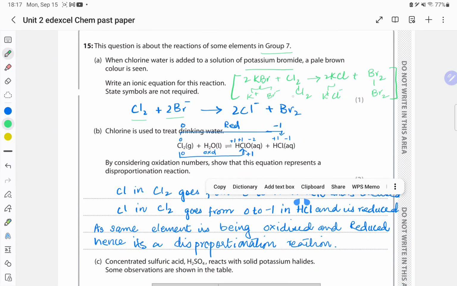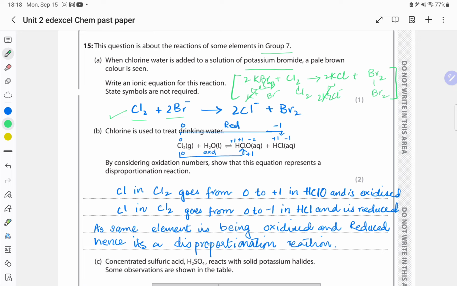So if you see that potassium bromide reacts with the chlorine, because it's in an aqueous state, it is in water. So if we split, because it is in aqueous state, we have K positive, Br negative, and Cl2 remains as it is, and then potassium breaks into its ions, 2Cl negative, and Br2. So basically what is happening over here, the spectator ion is potassium, so we cancel it out, and then we get this equation. And then they are asking, chlorine is used to treat drinking water. By considering oxidation number, show that this equation represents a disproportionation reaction.